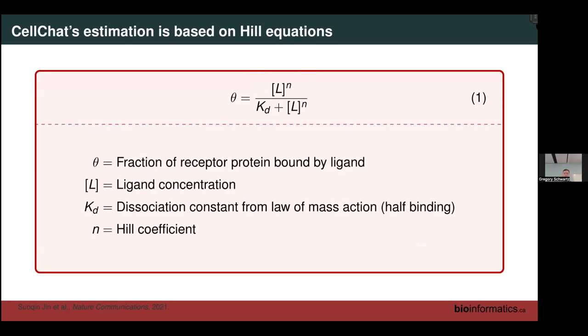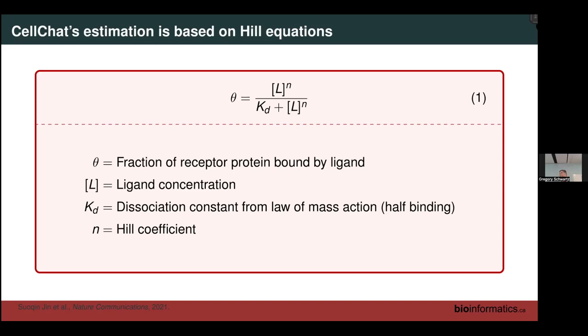The Hill equation is basically the definition of the fraction of receptor protein that's bound by ligand. And this is defined as that ligand concentration raised to a Hill coefficient. This Hill coefficient will vary. If it's less than 1, basically that means that when the ligand is bound to a receptor, it is less likely to bind to more ligands. A receptor is less likely to bind to more ligands, and vice versa. If it's greater than 1, that means that if it's bound by a ligand, it's more likely to be bound by more ligands.